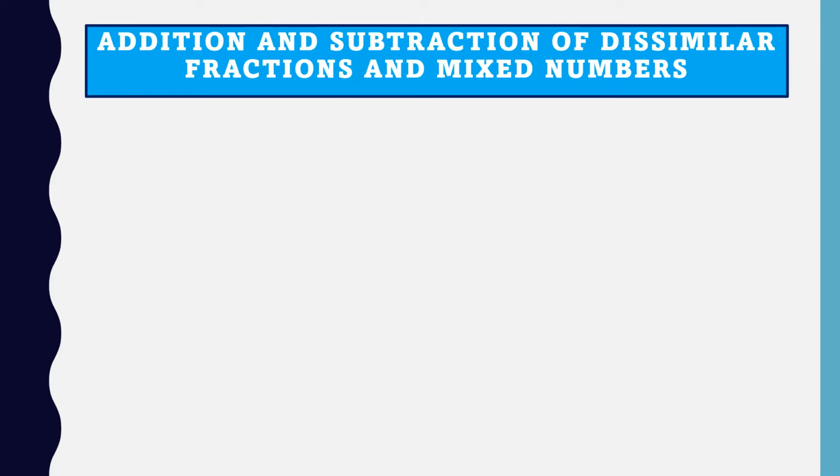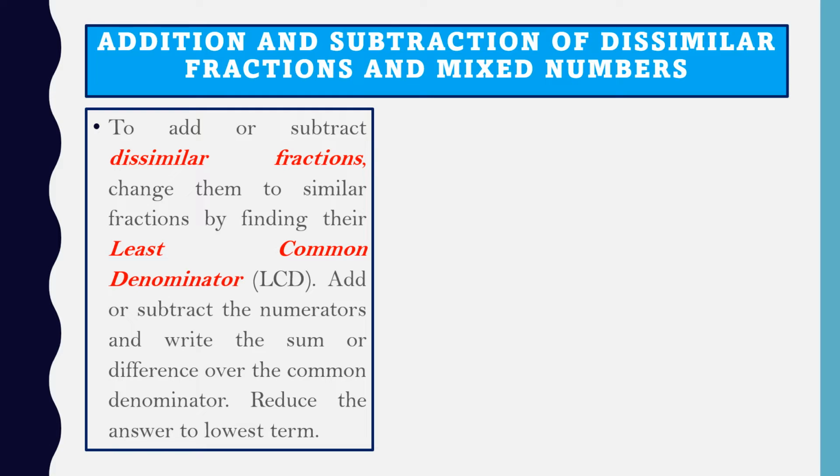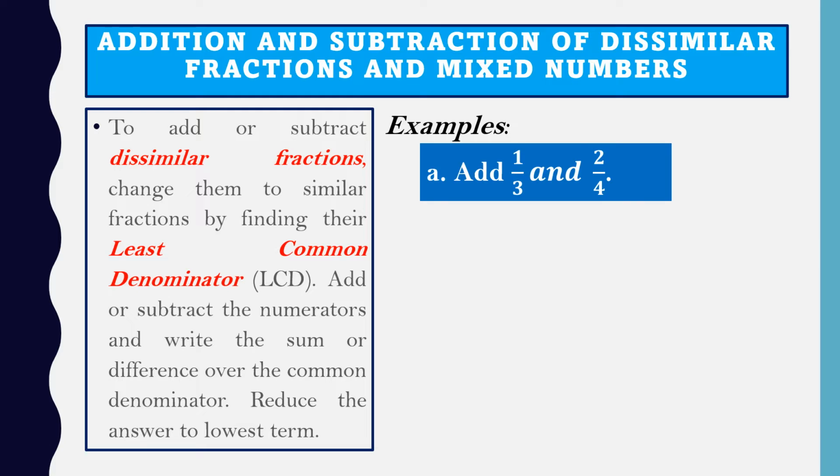Right, this time we are going to deal with dissimilar fractions and mixed numbers. We are going to add and subtract them. We have here our rule. It says there, to add or subtract dissimilar fractions, we change them to similar fractions by finding their least common denominator. I hope you are still familiar with the least common denominator. Add or subtract the numerators and write the sum or difference over the common denominator. And we reduce them if needed.